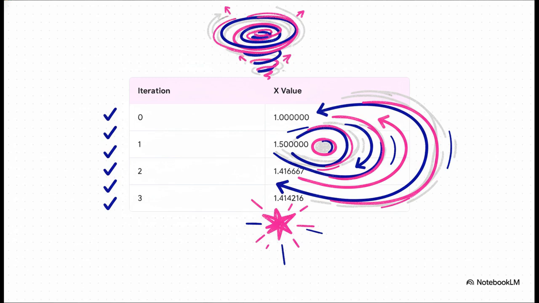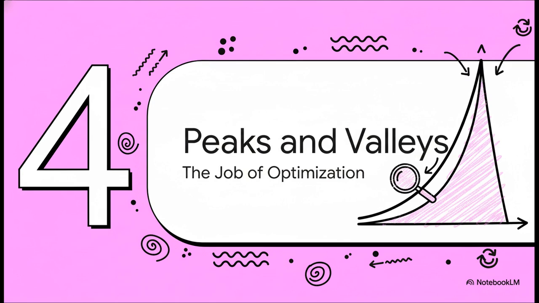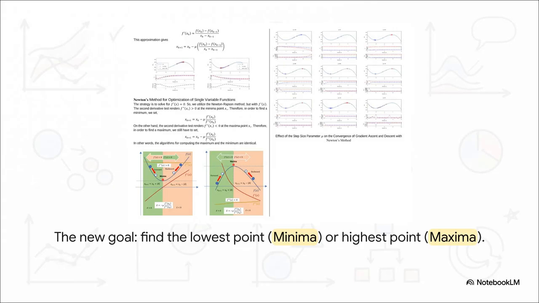It's just incredible. All right, so now that we've got these amazing tools for finding where a function hits zero, we can actually tweak them to solve a totally different but related problem, finding the highest or lowest point of a function. And this, my friends, is the world of optimization. So yeah, the goal is totally different now. We're not looking for that zero crossing anymore. Now we're trying to find the very bottom of the valley, the minimum, or the absolute peak of the mountain, the maximum.